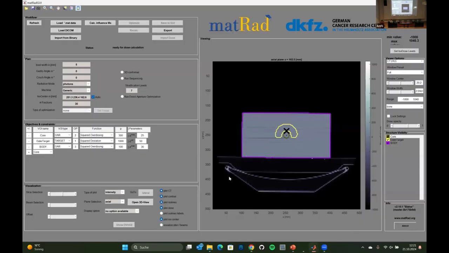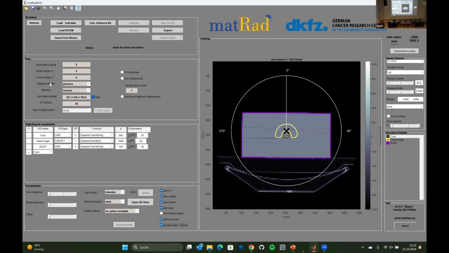You can visualize this here with the visualize plan beams button. You see very clearly that we go down the y-axis at a 0-degree angle. So we go from the top into this phantom. Okay, what do we do now? We have selected our beam. There are some other parameters.